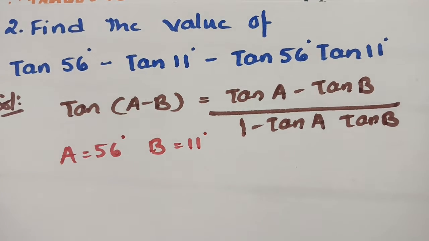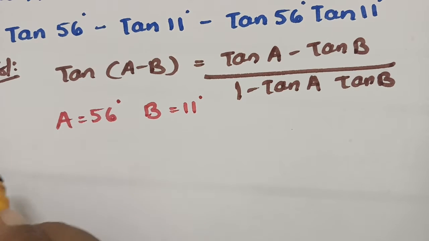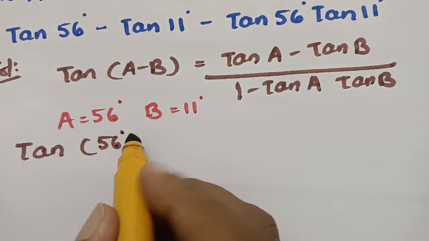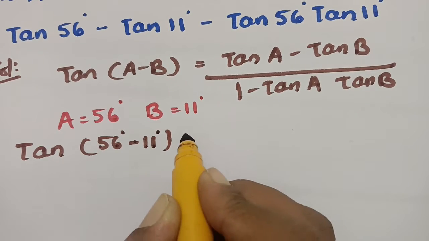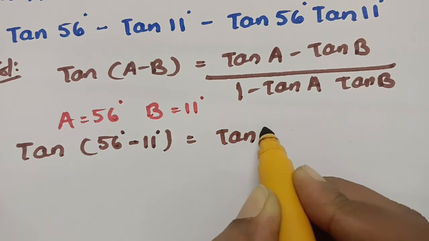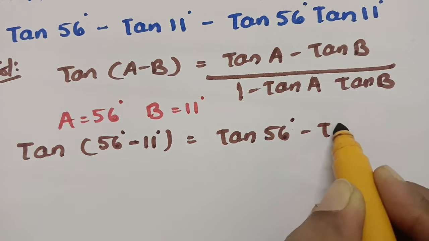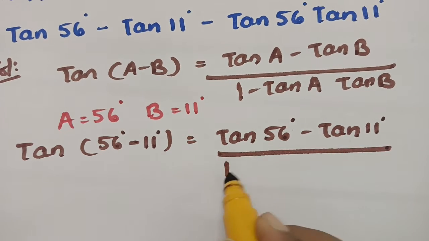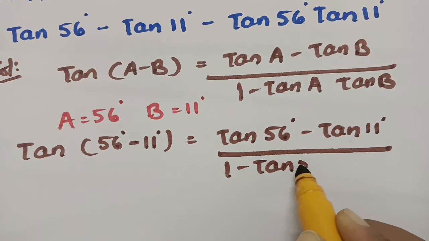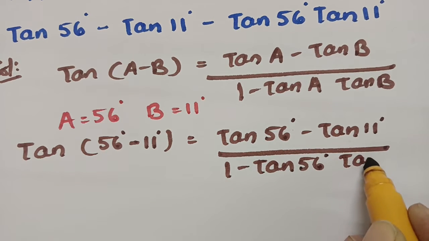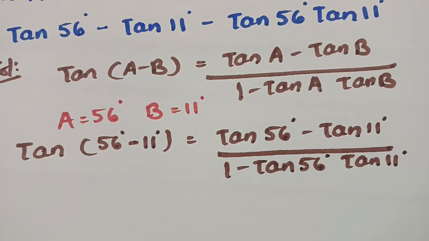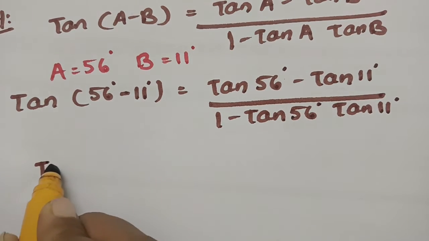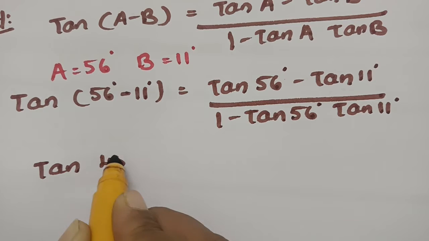If I substitute both the values here, then this is tan of 56 degrees minus 11 degrees, which is equal to tan 56 degrees minus tan 11 degrees by 1 minus tan 56 degrees into tan 11 degrees. What is 56 minus 11? So this value is nothing but tan 45 degrees.